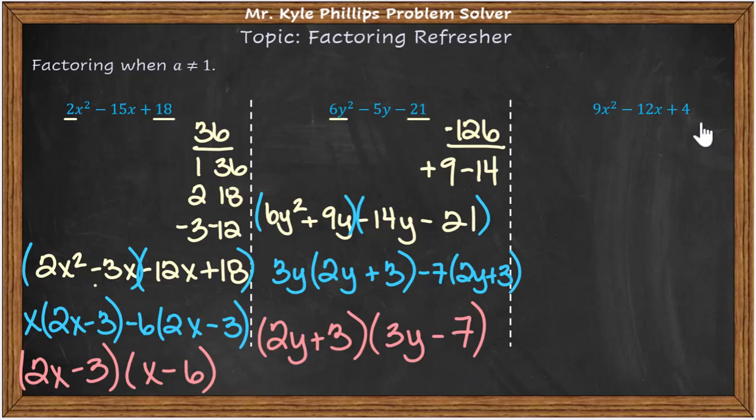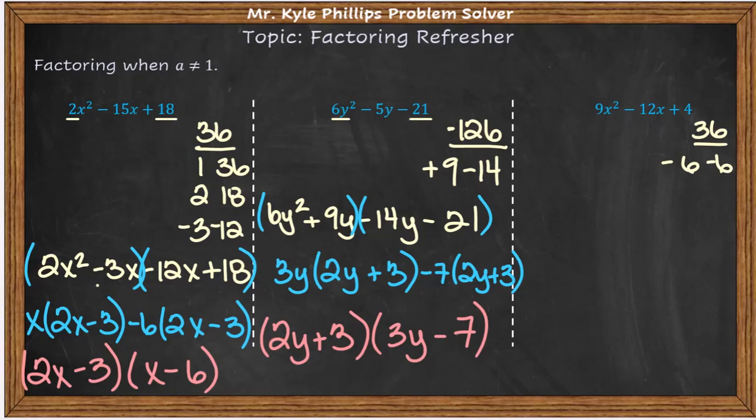9x squared plus 12x plus 4, so a times c is 36. All right, what factors of 36 can I combine to give me 12? What about 6 and 6? 6 times 6 is 36, and then 6 plus 6 will give me the 12. So now what we have is 9x squared plus 6x plus 6x plus 4.